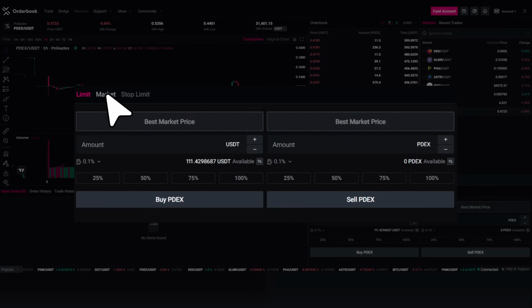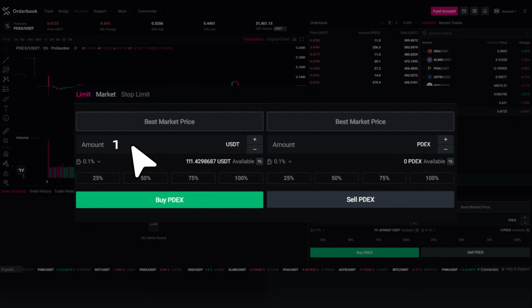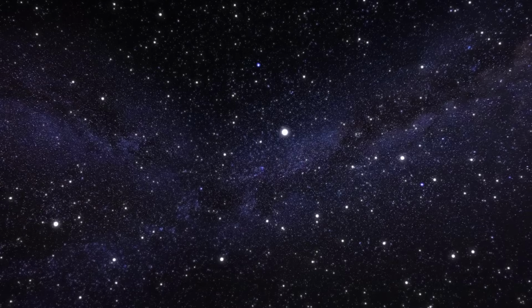For market trading, Step 1. Enter the amount of USDT to buy tokens or the amount of tokens that you want to sell. Step 2. Click on buy to buy tokens and click on sell if you want to sell those. So there goes our guidelines.